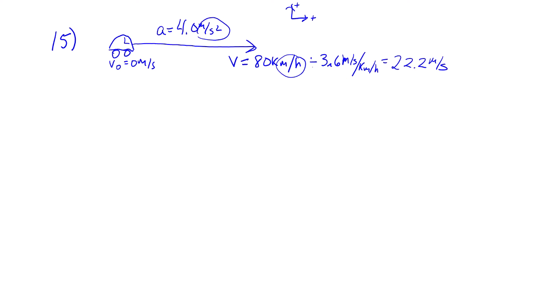How long will it take to reach that speed? So we're really looking for t. We don't know it. So I'm going to rewrite my variables off to the left. We know the initial velocity is 0 meters per second. We know the final velocity is now 22.2 meters per second. And we also know the acceleration rate is going to be 4.0 meters per second squared.